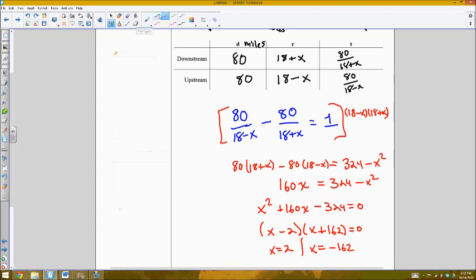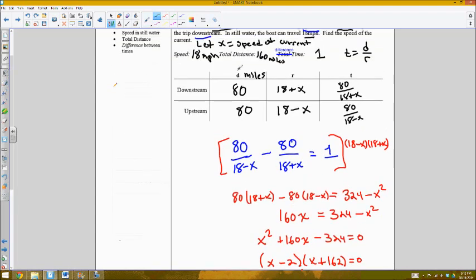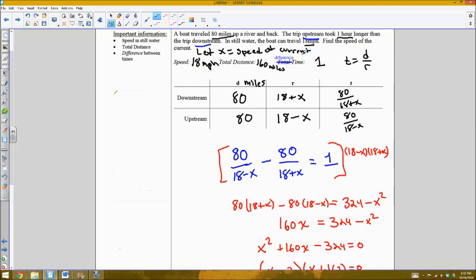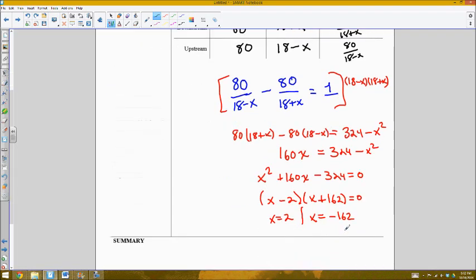And what do these things represent again? Well, it's representing the rate or speed of the current of this river in what our rate was measured in, which is miles per hour. So let's think conceptually, which of these two answers makes conceptual sense? Is my river moving at 2 miles per hour, or is it moving at 162 miles per hour? Well, logic dictates that I would reject this answer and accept the 2, which seems much more rational. Therefore, my current is moving at 2 miles per hour.